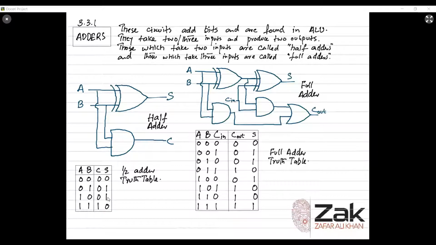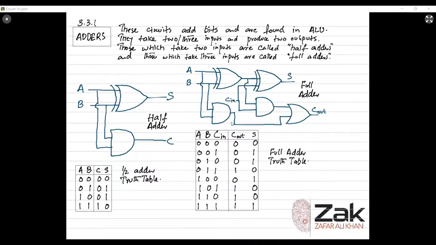So 1 plus 0 is 1, sum is 1, carry is 0, and then 1 plus 1 is 2, sum is 0 and carry is 1. Pay attention to it. You would have to remember how to draw them. You would have to remember how to put their truth tables.